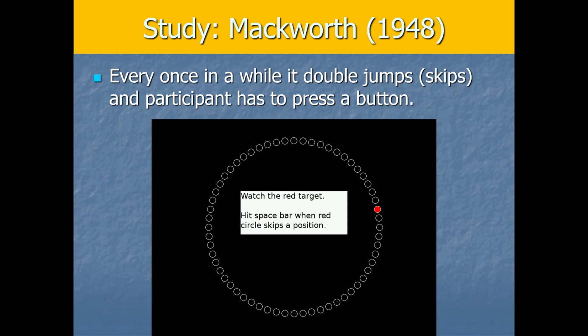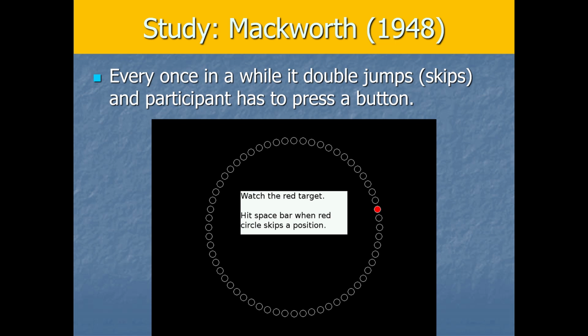What did he do? Basically, the little display goes around, like in this example, the red dot here would be going around the circle a little at a time. And what Mackworth did is every once in a while, the dot makes an extra large jump, like it skips an extra dot. And it's easy to see if you're paying close attention. So you can be paying close attention and you just maybe press a button when it happens. But it's pretty easy to miss after a while if your attention is wandering.